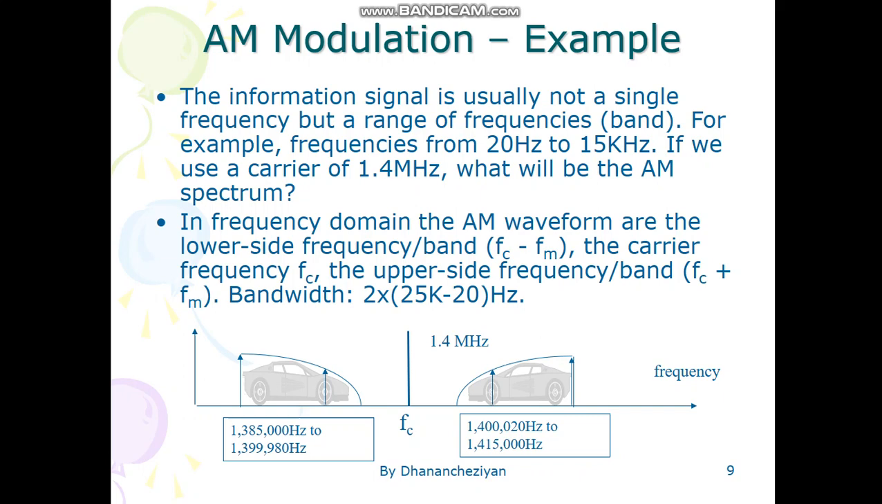Okay, so as I told you, the bandwidth will become 2 times your entire frequency range, that is 2 into 25k to 20 hertz. As we know, our upper cutoff frequency, or upper sideband frequency, is fc plus fm, and the lower sideband frequency is fc minus fm. Since fc is 1.4 megahertz and my fm is 15 kilohertz, you will get 1.4 megahertz plus 15 kilohertz, which becomes 1.415 megahertz.